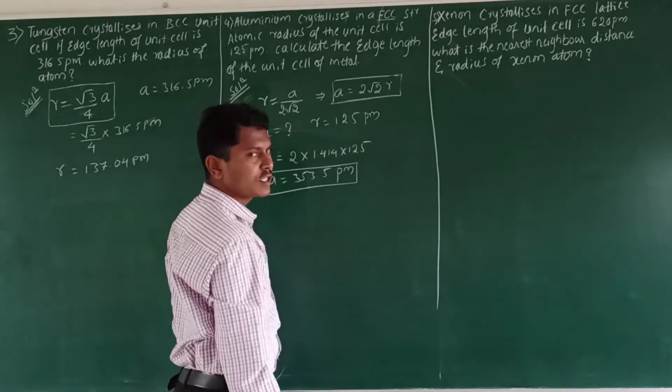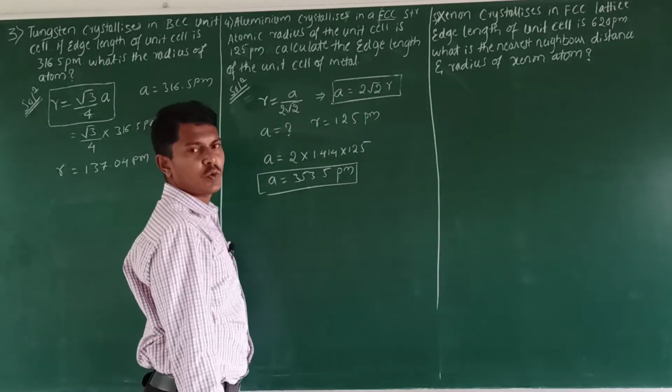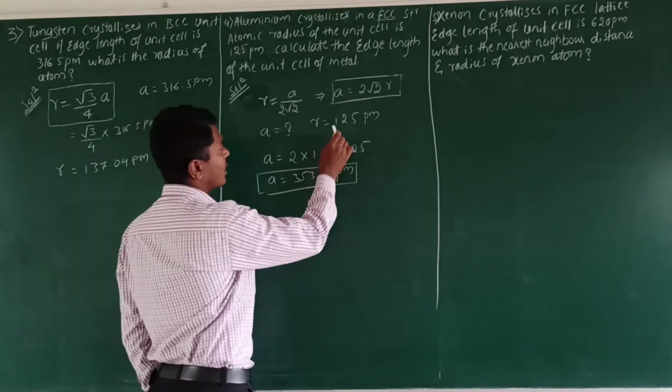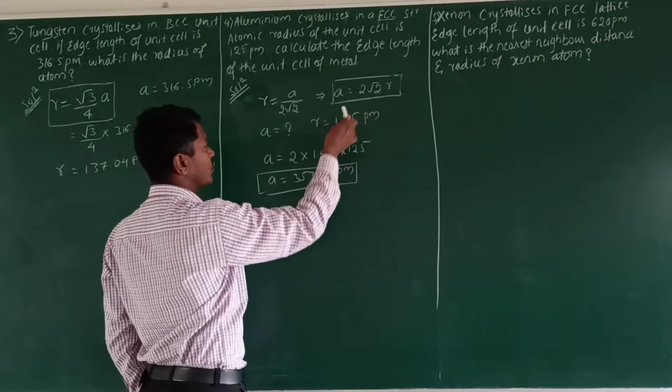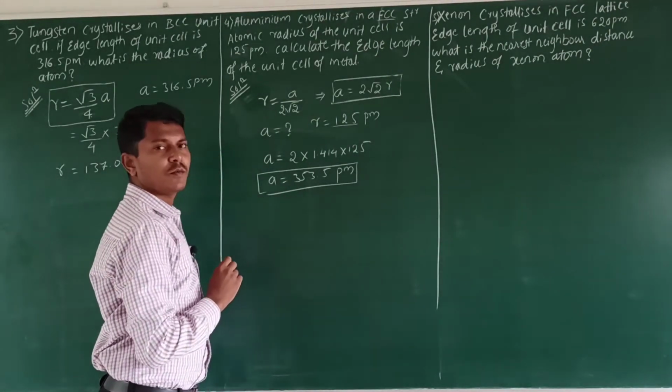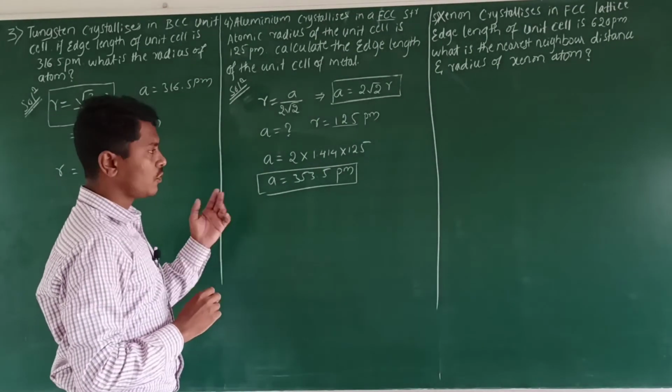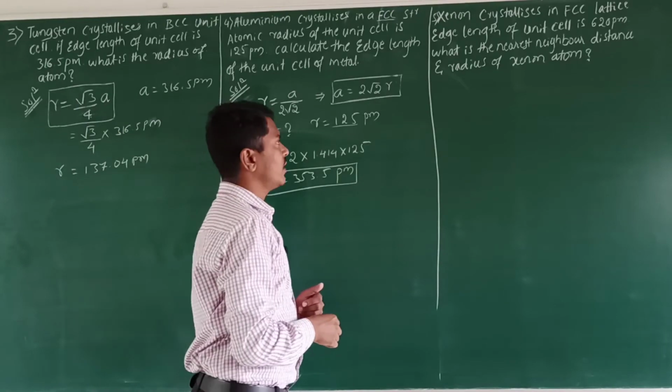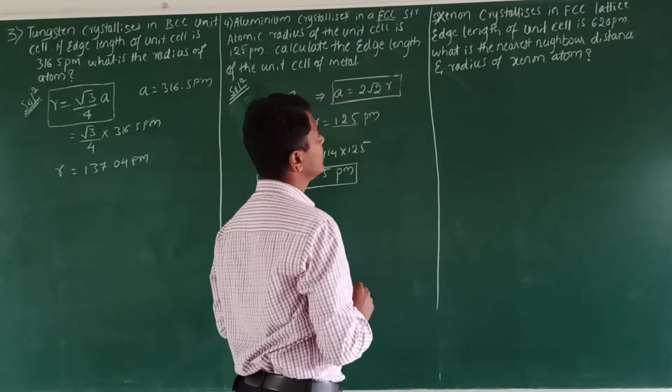We are getting a is equal to 2 root 2 r. They are already given the r value, so just put the r value in this equation. We are getting 353.5 picometer. Like this, one question appears in your annual examination for 1 mark.